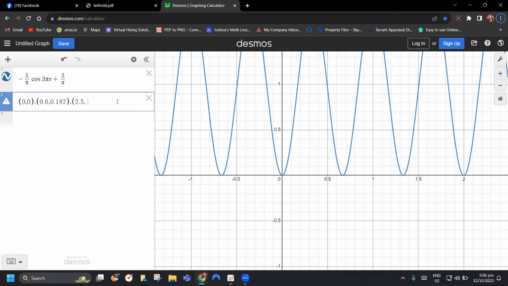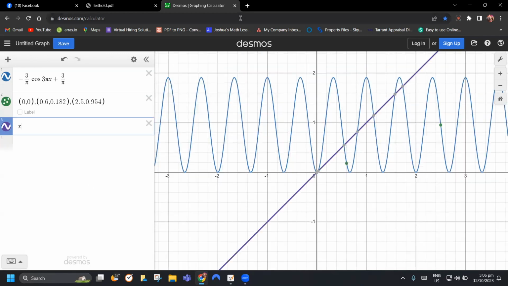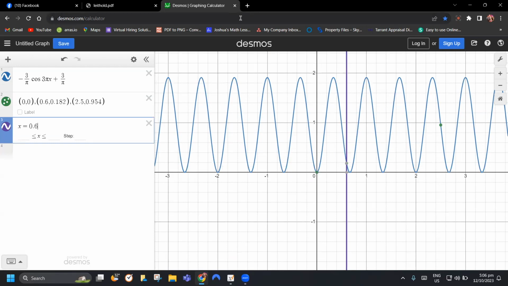Okay, ngayon, pakigraph, x equals 0.6. Teka, wag muna. Graph mo muna yung x equals 0.6. Hindi, x equals 0.6 lang. Para makita mo yung mga pwede natin gawin. Ano intersection? Yun nga po. So, 0.182. Okay. Pag 2.5, it's equal to 2.5.